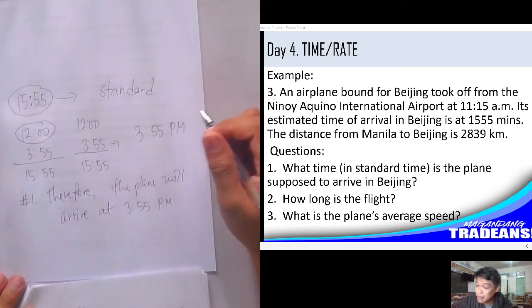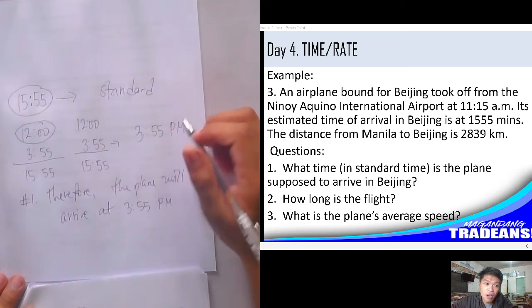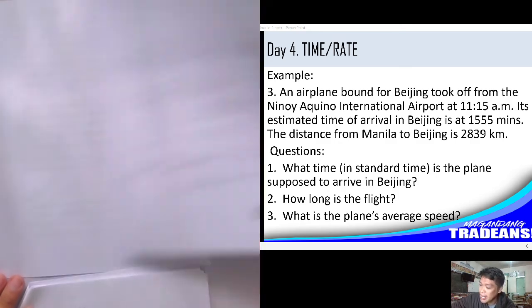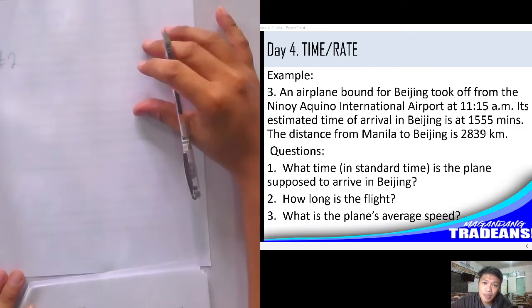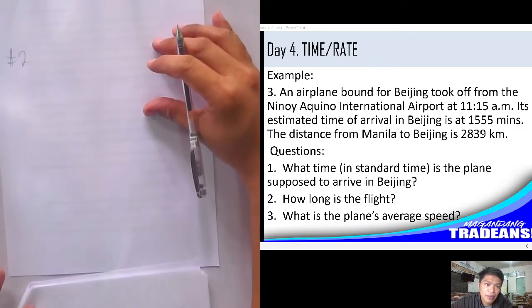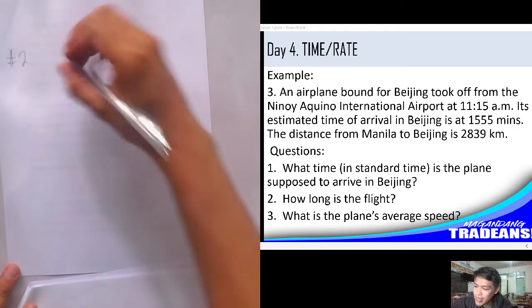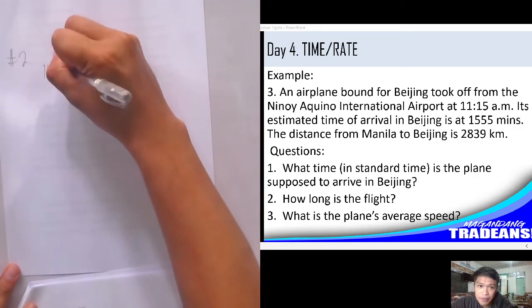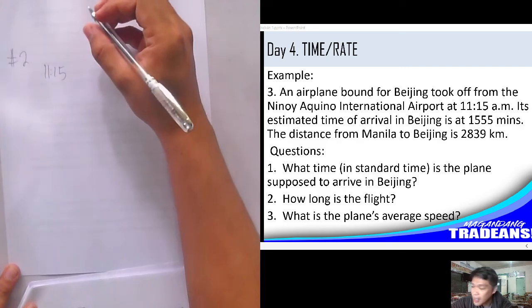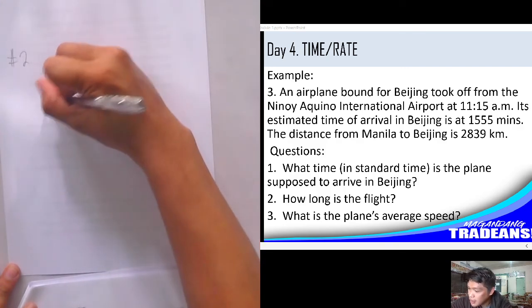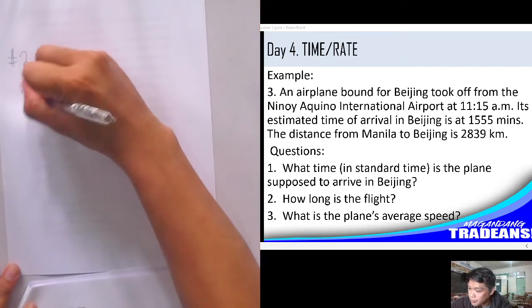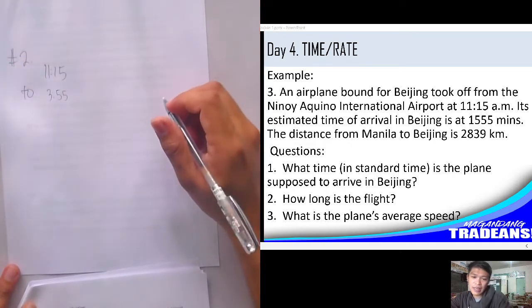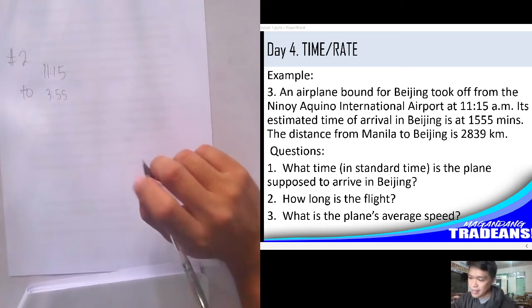How long is the flight? Okay. How long? Gaano daw po kalayo? So, we have number 2 question. Gaano daw po kalayo ang flight? Ilang oras daw po ang layo ng flight? So, we have 11:15 nag-start ng umaga. Natapos siya ng 3:55 ng hapon. So, ilang oras daw po yan siya? So, 11.